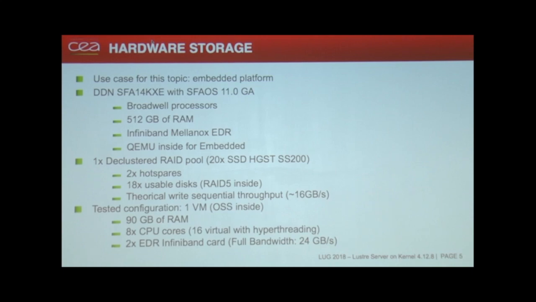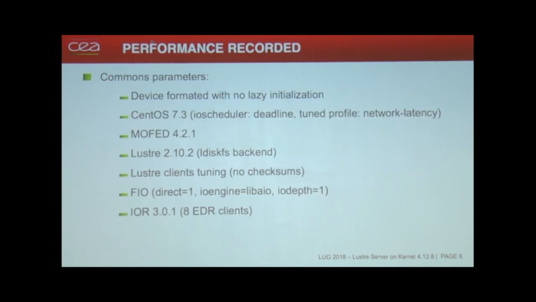Some key points. We are working on Lustre built on kernel 4.12.8 on this hardware, the FFA14KXE. You have all the numbers, but what we have to remember is the SAS backend throughput: we have a limitation here for 20 disks of 16 gigabytes per second. I have written some common parameters we use to run the benchmark. That's not very new; you have common tuning.